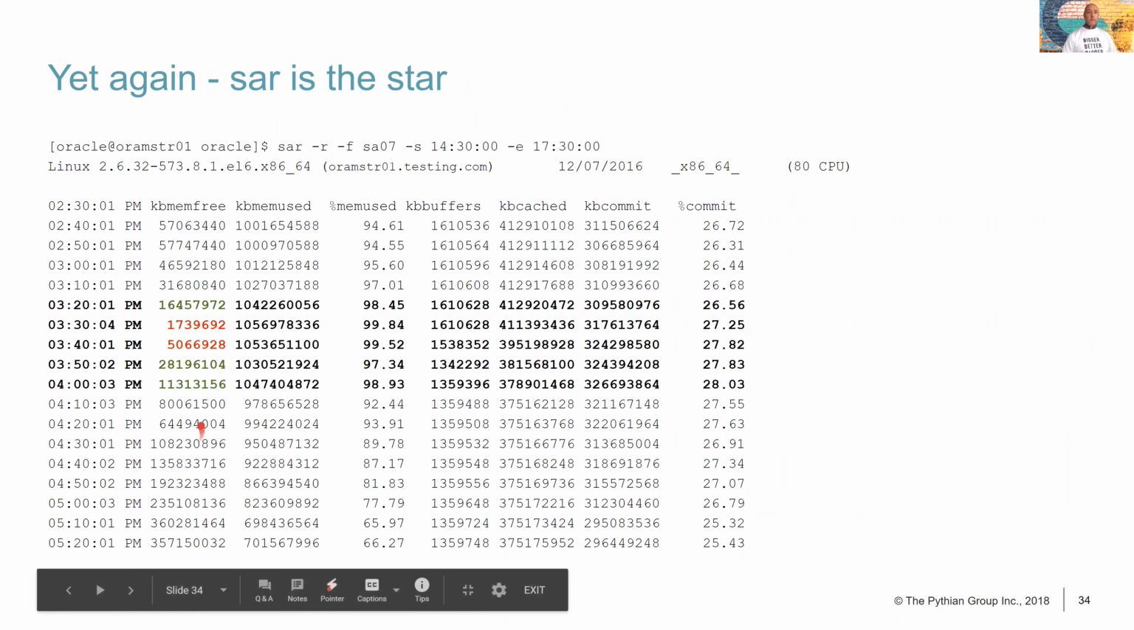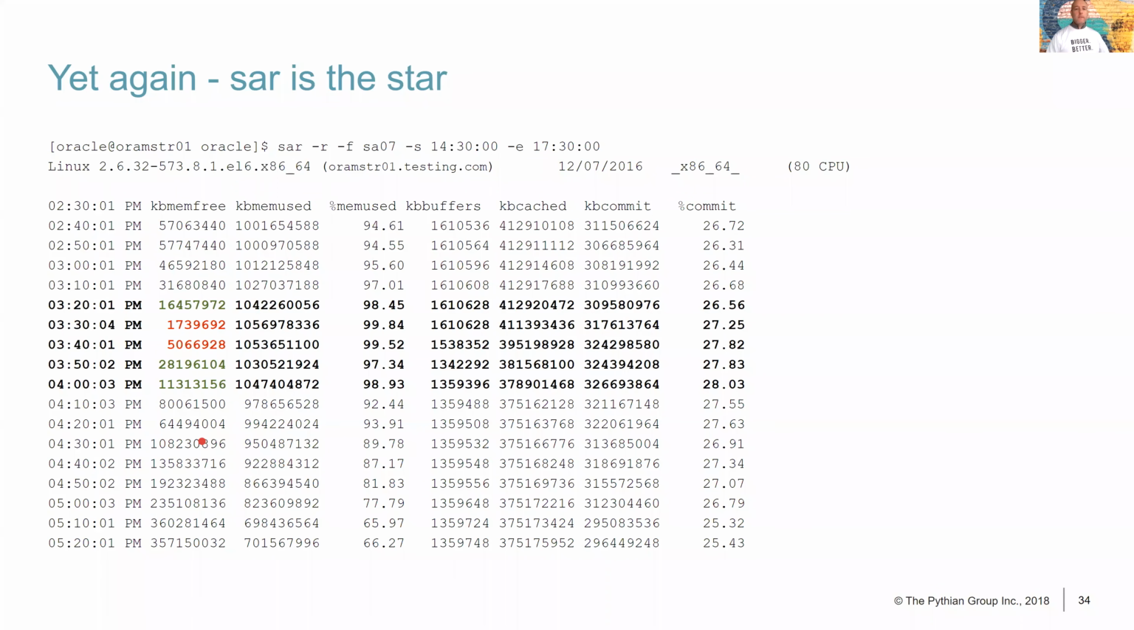As you can see, during the problem, the free memory went down very, very fast, and that was triggering the kernel to work with the page tables.